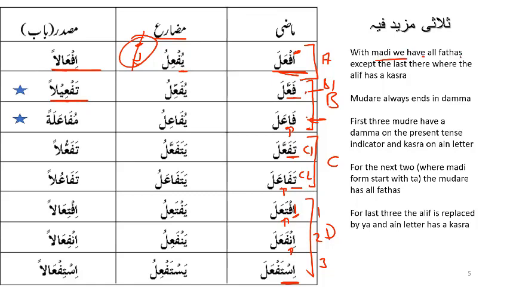So with Madi, we have all fathas except the last 3 where alif has a kasra. Now to remember these patterns, if you look at Madi, in general, we have all fathas: af'ala, fa'ala, fa'ala, tafa'ala, tafa'ala. But then the only exception is D1, D2, D3. Here the alif has a kasra. Other than that, when you are trying to learn this, just remember all fathas except for the last category, which is the D category, where we have alif kasra.